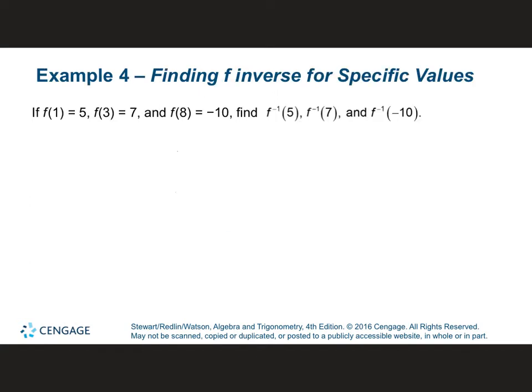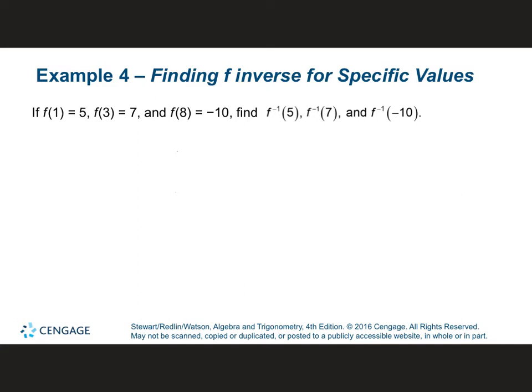For our first example, we're going to be finding the inverses from these given ordered pairs. It tells us if f of 1 is equal to 5, f of 3 is equal to 7, and f of 8 is equal to negative 10, find the inverse of f of 5, the inverse of f of 7, and the inverse of f of negative 10.